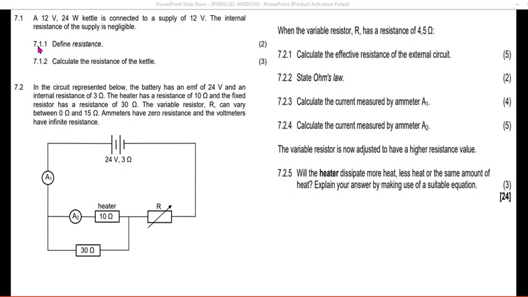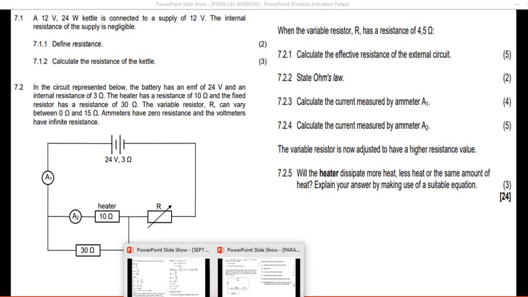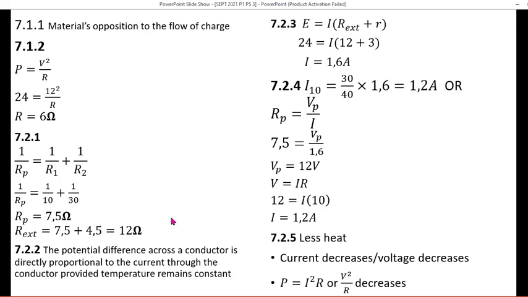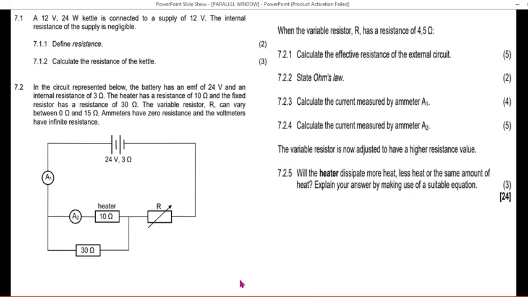And then 7.1.1, define resistance. Resistance is defined as a material's opposition to the flow of charge, and that is it for that one. We can proceed. And then 7.1.2, calculate the resistance of the kettle.